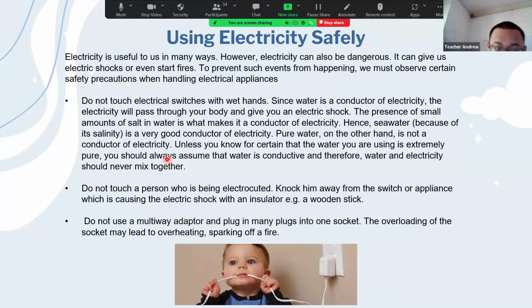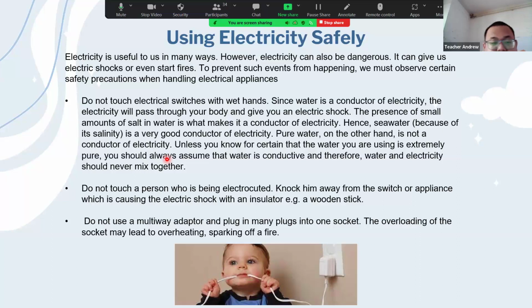First thing first, students, never touch any electrical switches or appliances with wet hands, because as mentioned in the previous slide, water is a conductor of electricity. The electricity will pass through your body and give you an electric shock. The presence of a small amount of salt in water is what makes it a conductor of electricity. Therefore, seawater is a very good conductor of electricity. Do not touch any power switches if your hand is wet.